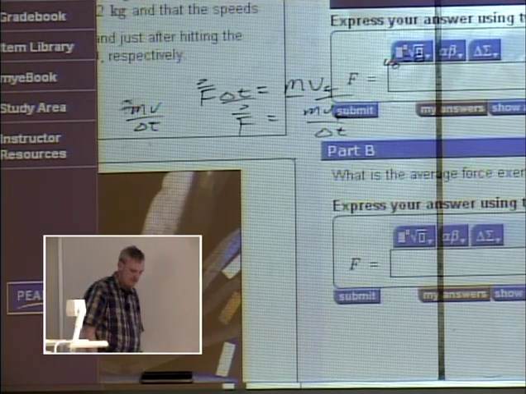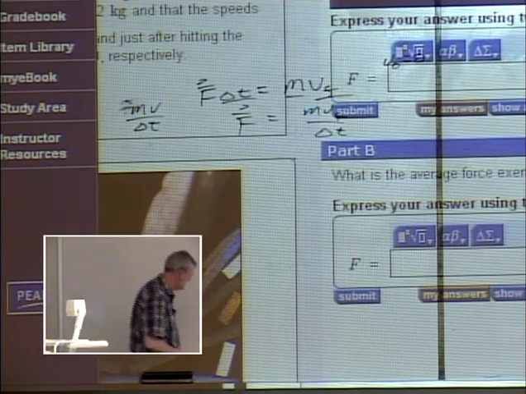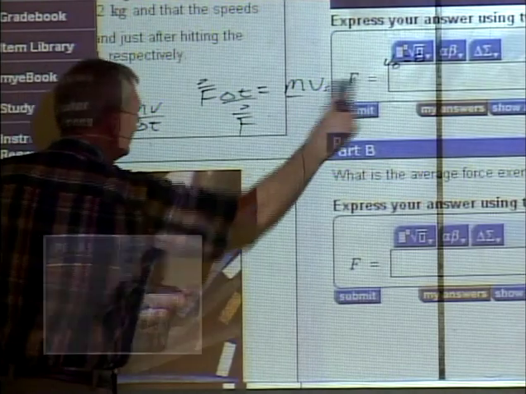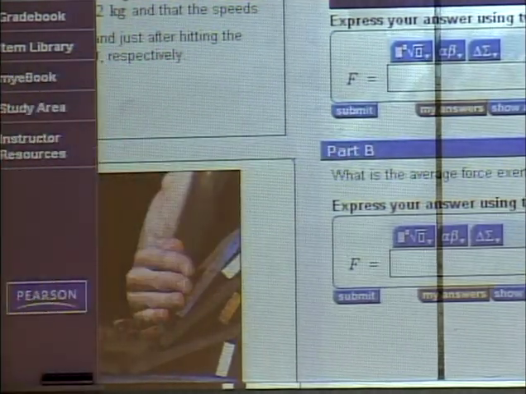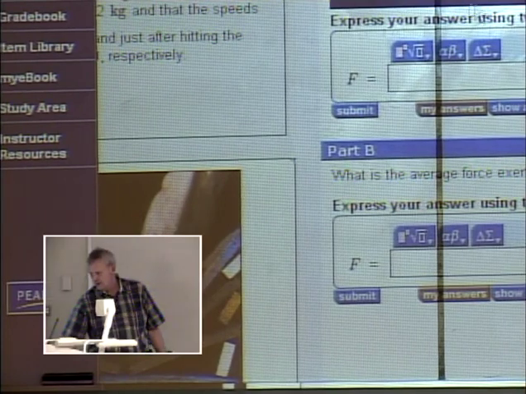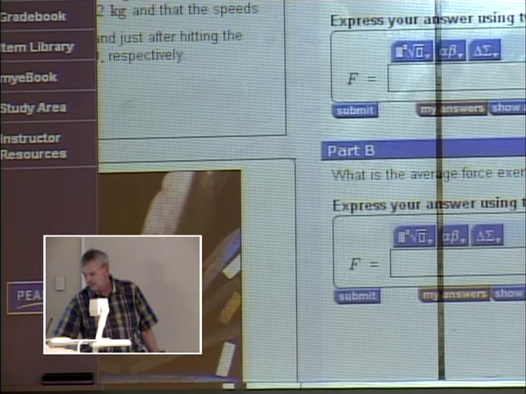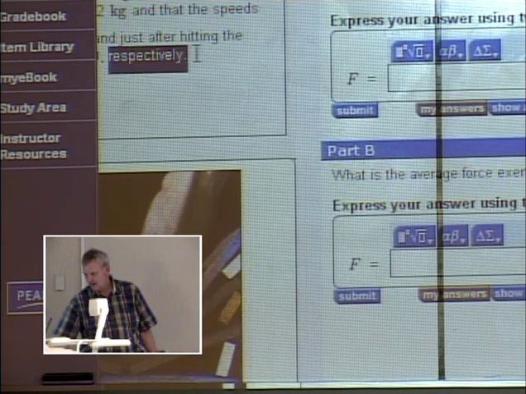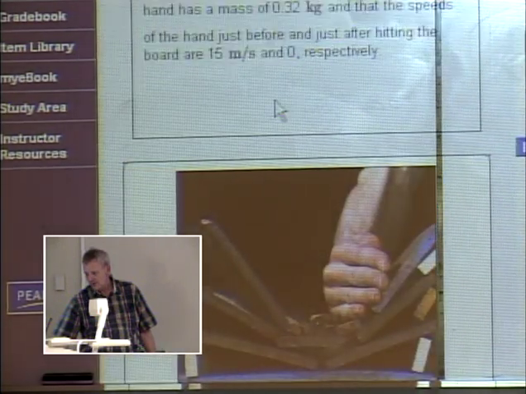Okay. All right. Let's go on to the next one. Let me see if I can get back, go backwards. Oh, I can't. What? Oh, okay, there we go.